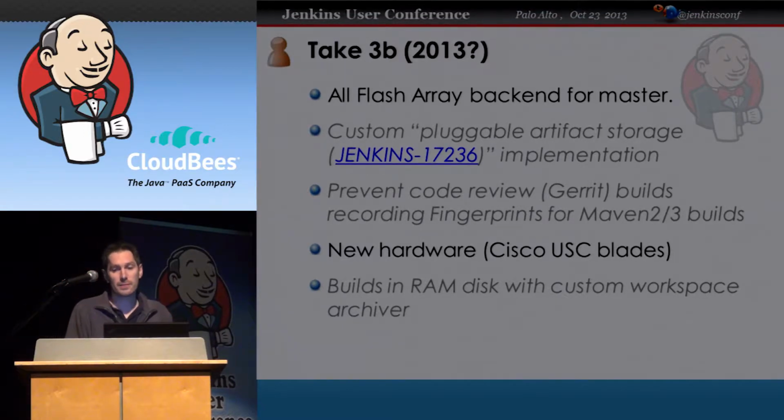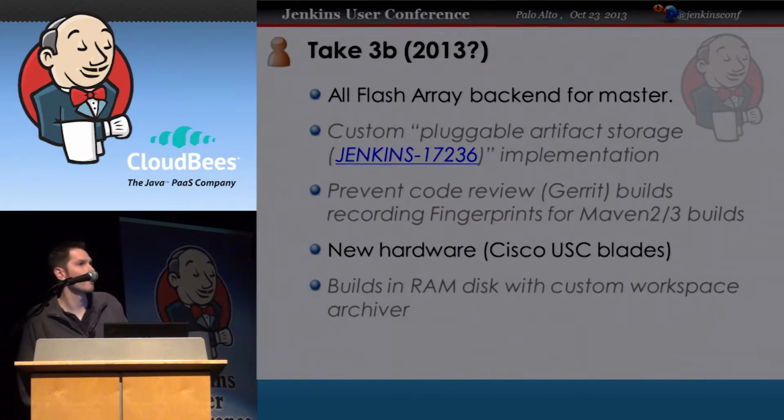We've got the option of RAM disk, tmpfs or ramfs. We may need a custom workspace archiver so that a developer can still browse the workspace for failed builds, or we could use the flash array. But at the moment, we don't really know how this would impact the master because we haven't got this flash array in place. So we still need to do a lot of testing around that.